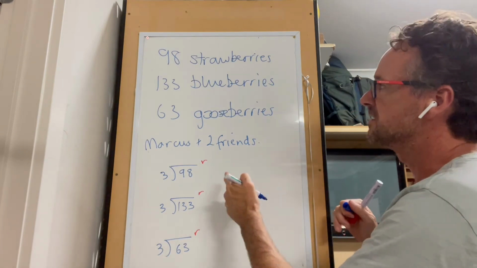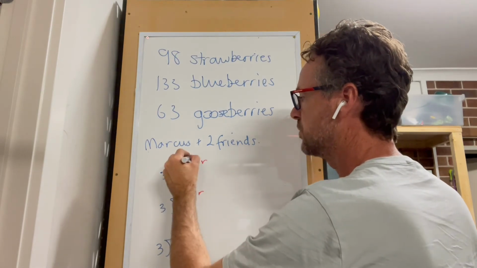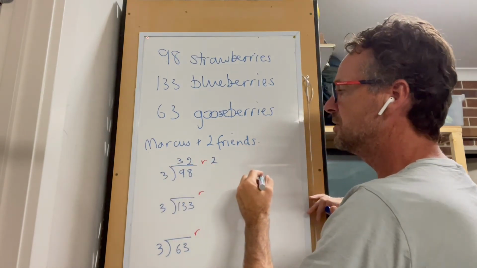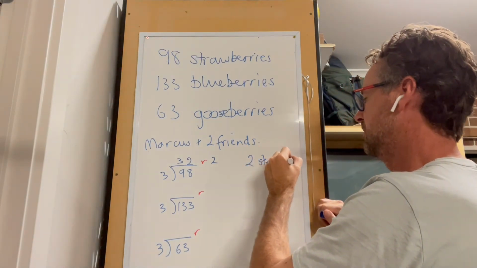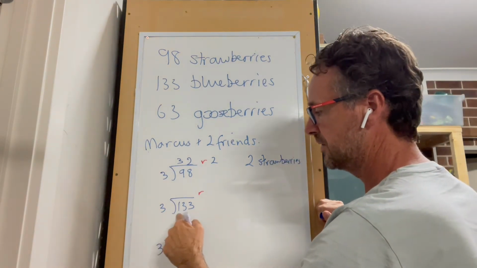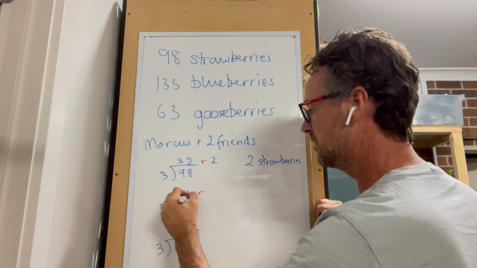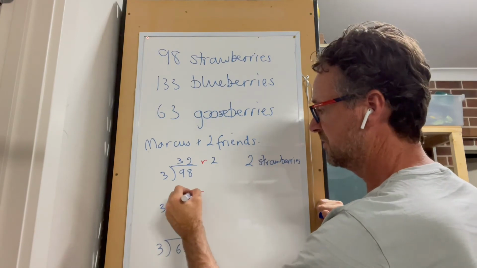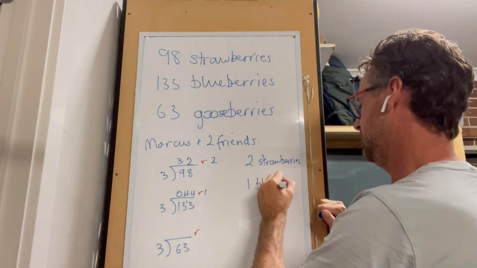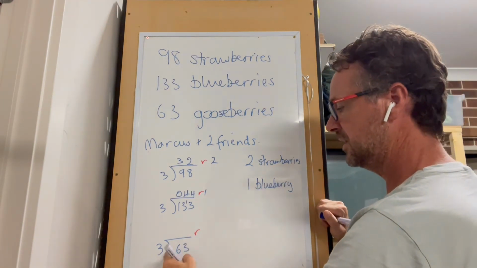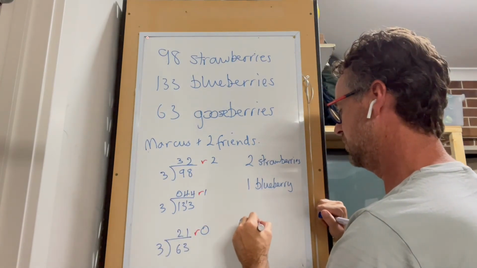So if we work this out for strawberries, 98 strawberries, 3 into 9 goes 3 times, 3 into 8 goes twice, with remainder 2. So we know that in the leftovers, there's going to be 2 strawberries. Okay. Then 3 into 1 goes 0 times, 3 into 13 goes 4 times with 1 left over, so there's going to be 1 blueberry. And finally, 3 into 6 goes twice, 3 into 3 goes once, so there's going to be none. So there's going to be no gooseberries.